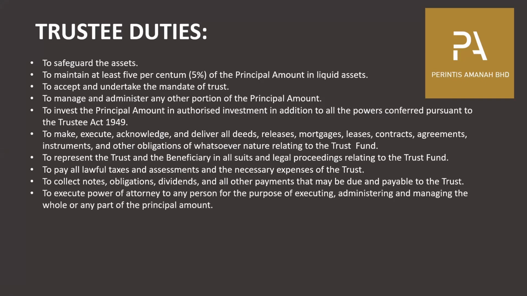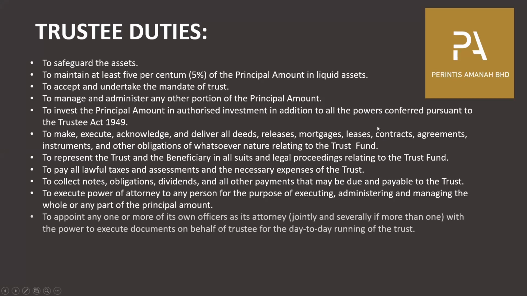Okay, so to execute a power of attorney, POA, to any person for the purpose of executing, administering, managing the whole or any part of the principal amount. In this case, with regards to the trust, with regards to the investments, with regards to providing the assets to the beneficiary, a certain person needs to be empowered to do all this on behalf of the trustee.